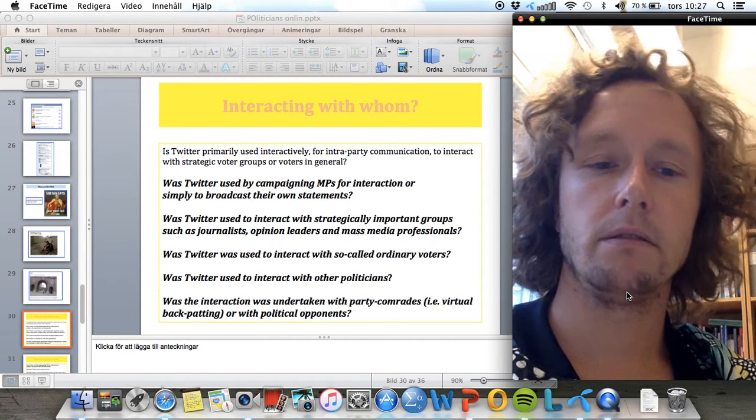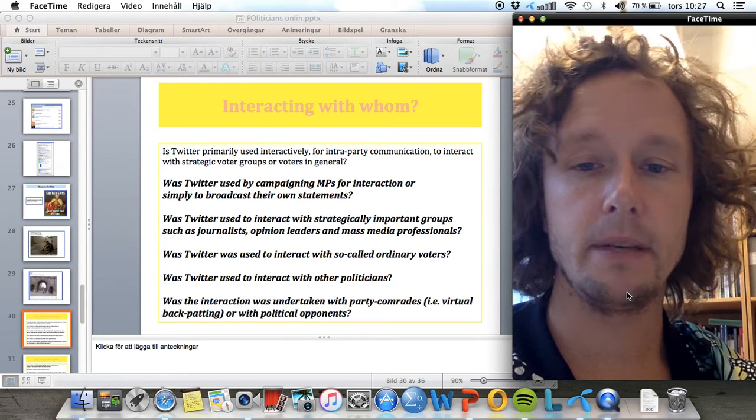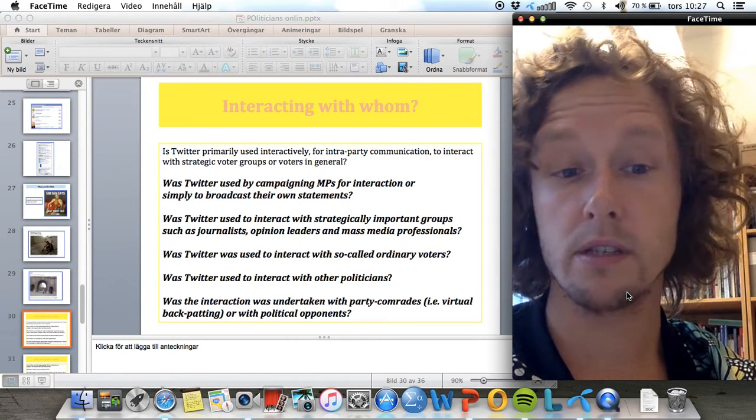And this is boiled down to a number of research questions. Was Twitter used by campaigning MPs for interaction or simply broadcasting own statements?